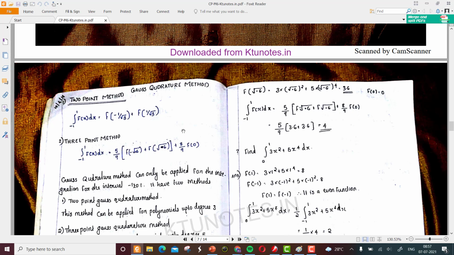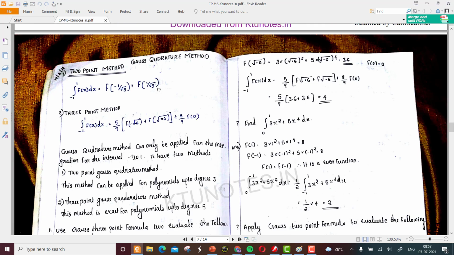So the next one is the Gauss quadrature method that you haven't studied. So the same concept, but the Gauss quadrature method is mainly used for finding the integration ranging from minus 1 to 1. So from negative 1 to 1 f of s dx. So there are basically two methods, 2-point method and the 3-point method. So obviously the 3-point method is higher method. We'll see the difference. So the 2-point method, minus 1 to 1 f of s ds is equal to f of minus 1 by root 3 plus f of 1 by root 3. It's the equation for 2-point method.